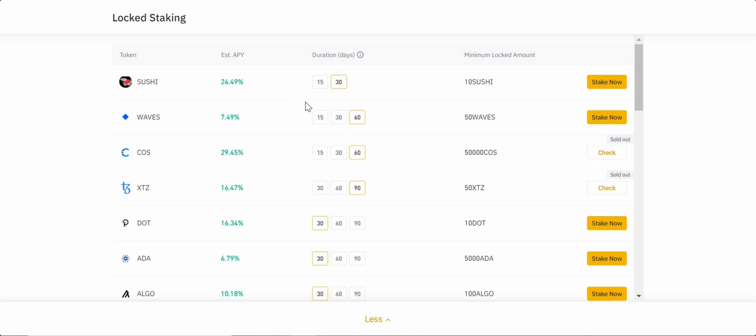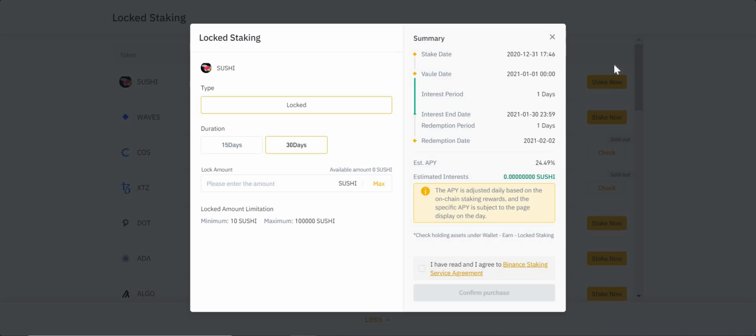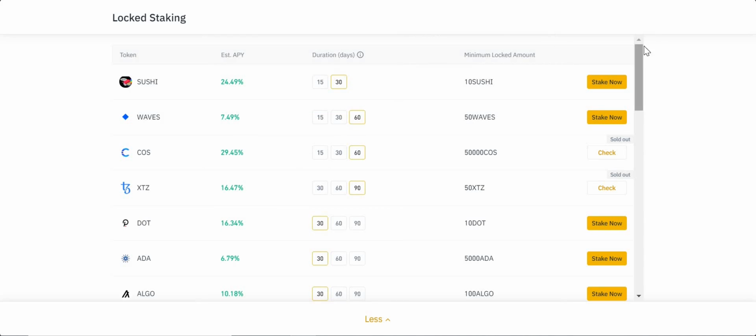I'm not going to stake anything today. I'll show you how you would stake it, right? So you click stake now, and then it can be locked, so it's going to be locked. Then you'll click the duration you want, and then you will click max. Usually you want to lock all of it up so you can get as much return as possible, and then you click agree, and then you confirm purchase. Yeah. What I'm going to do now is show you a couple of coins that I've already locked up.